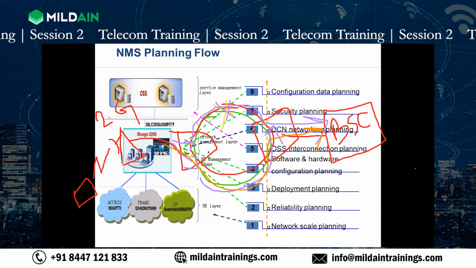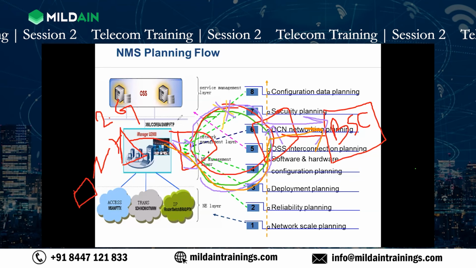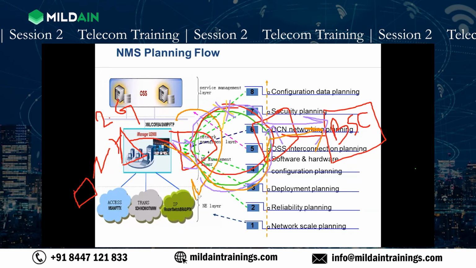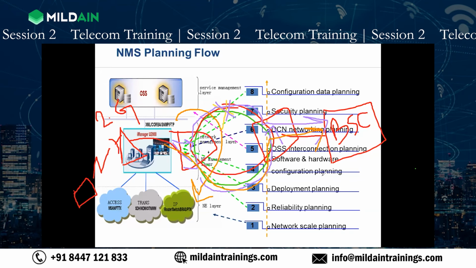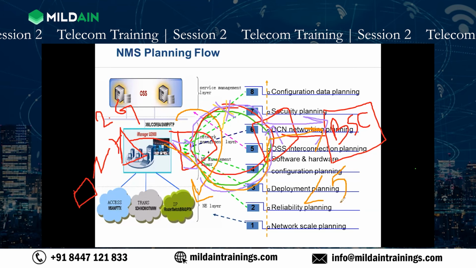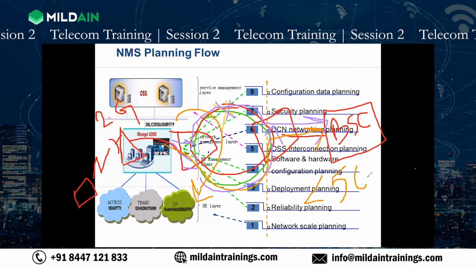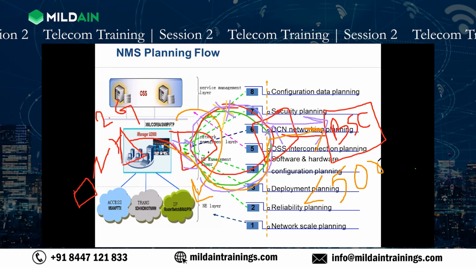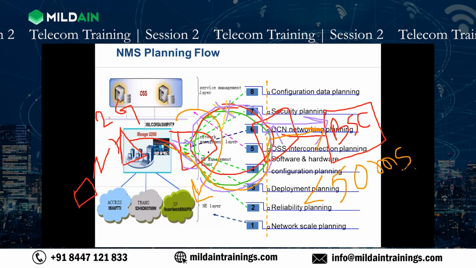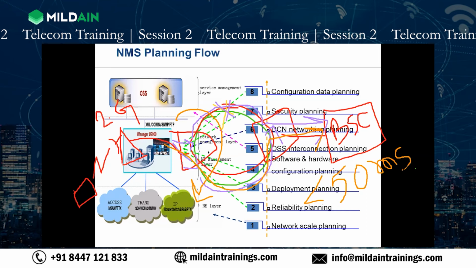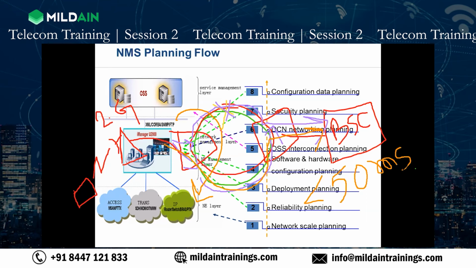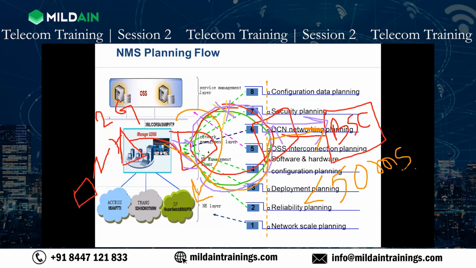Switching time is also important. So switching from here to here, the industry standard is less than 50 milliseconds. This is the standard, and it is acceptable by industry. This 50 millisecond switchover is happening on the physical layer.